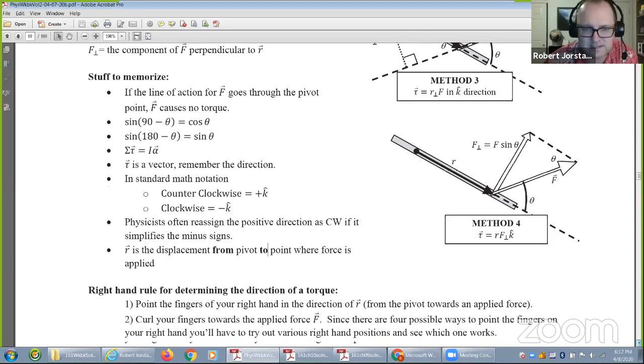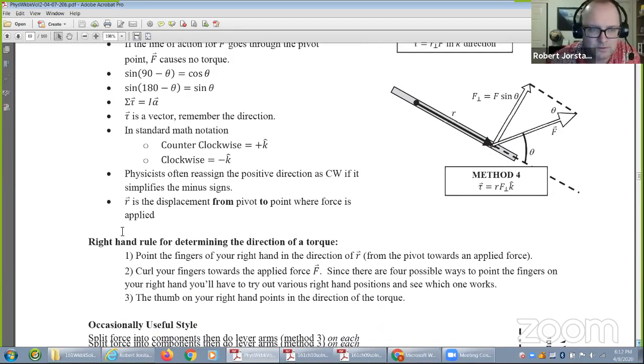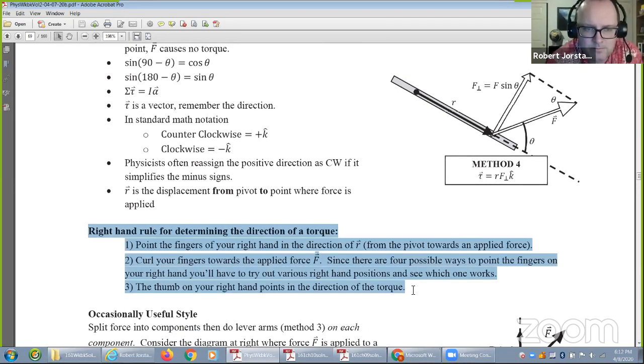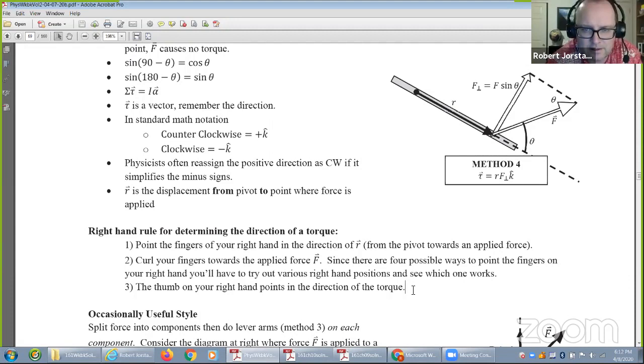Read the right hand rule. Take a second. I'm going to pause and make sure there's no questions on this one. See if that makes sense to you. Point the fingers of your right hand in the direction of R. Curl your fingers towards F. You might have to try it out a couple of different ways. The thumb. Oh yeah, let me show you the couple of different ways.